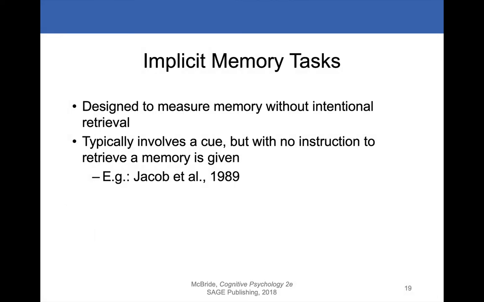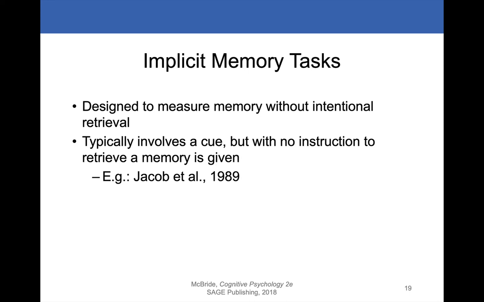Implicit memory tasks. Implicit memory is a procedural type of memory that alters performance based on previous experiences. Implicit memory tasks are designed to measure memory without intentional retrieval. So, for example, have you ever had the experience where you're out and about, out shopping or on campus, and then you see somebody, and you're like, I've seen that person before?